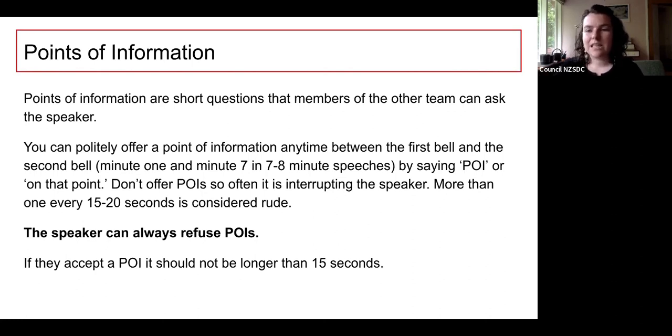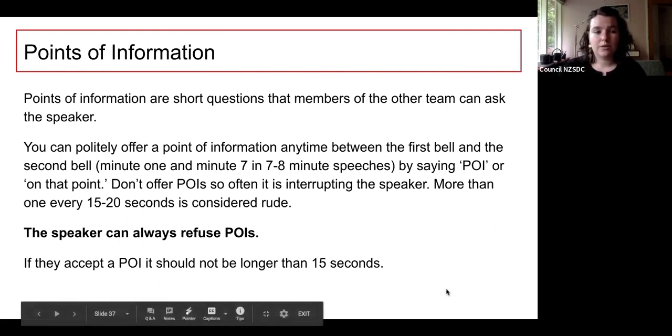And if someone seems like they're really ruffled by the point of information, if you keep offering them really loudly and aggressively, interrupting their speech, they're probably not going to take you. So give the speaker a bit of space, but if you can, try and offer a few and try and take 1 or 2 points of information in your speech.